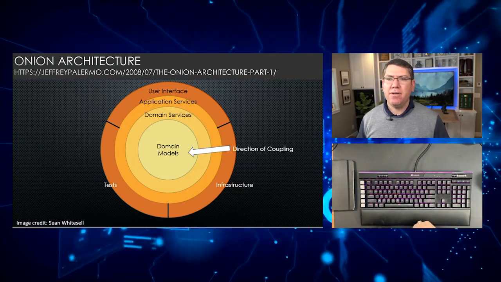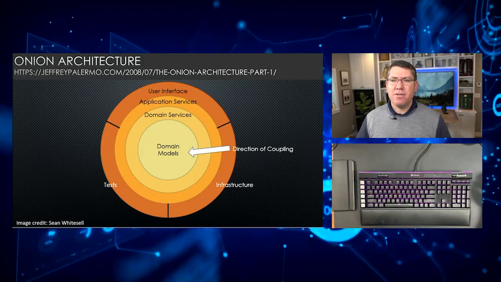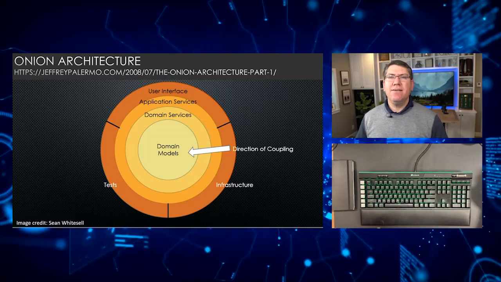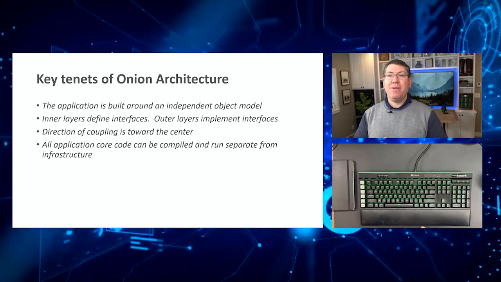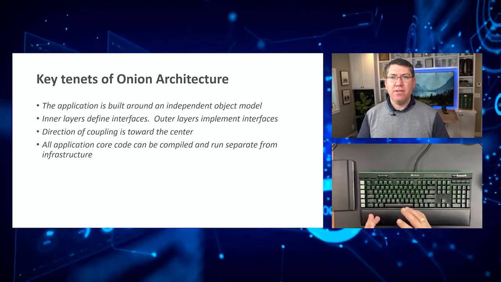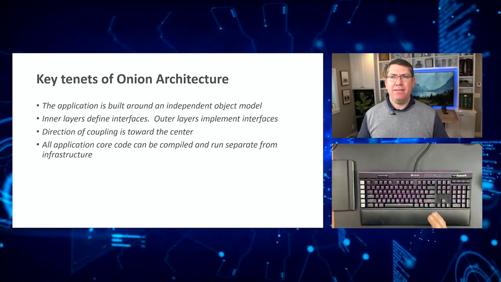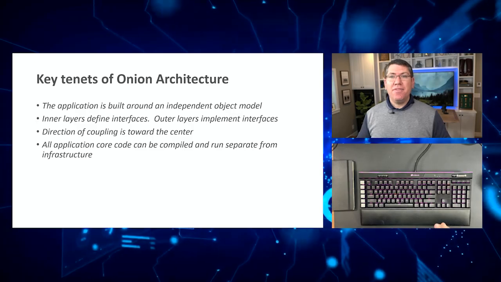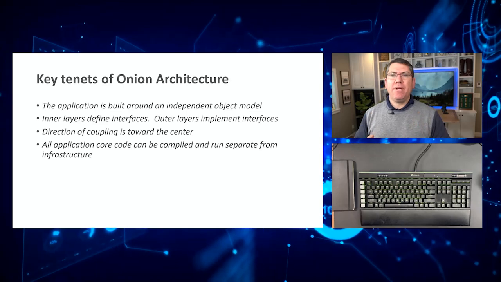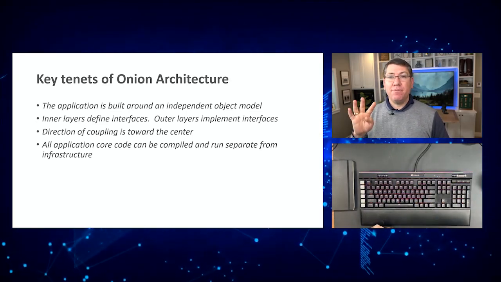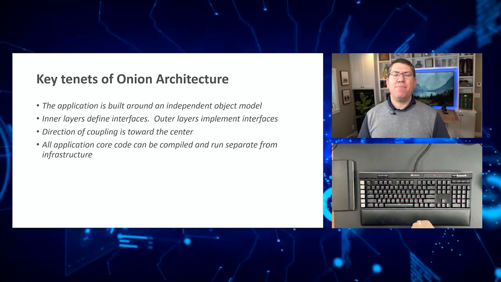And if you'd like to catch up on prior publishing about Onion architecture, you can search jeffreypalermo.com and find the original articles. I'll leave you with the 4 tenets of Onion architecture, and they are: first, the application is built around an independent object model. All right. Number 2, the inner layers define interfaces, the outer layers implement the interfaces. Number 3, the direction of coupling is toward the center. And number 4, all application core code can be compiled and run separate from the infrastructure.